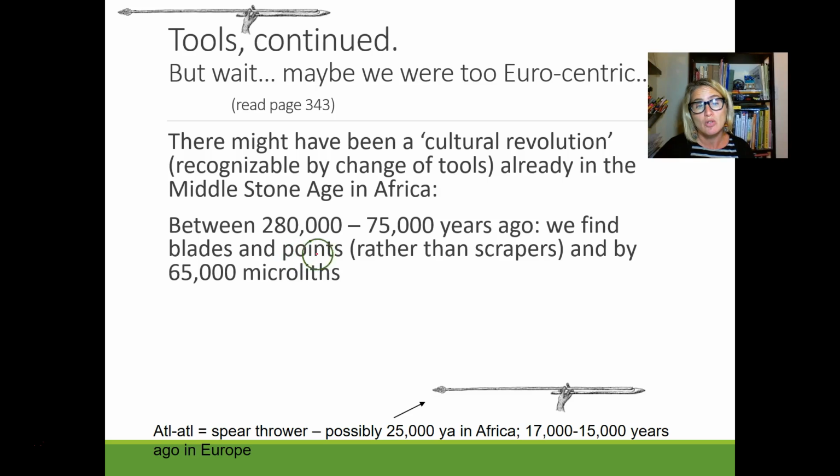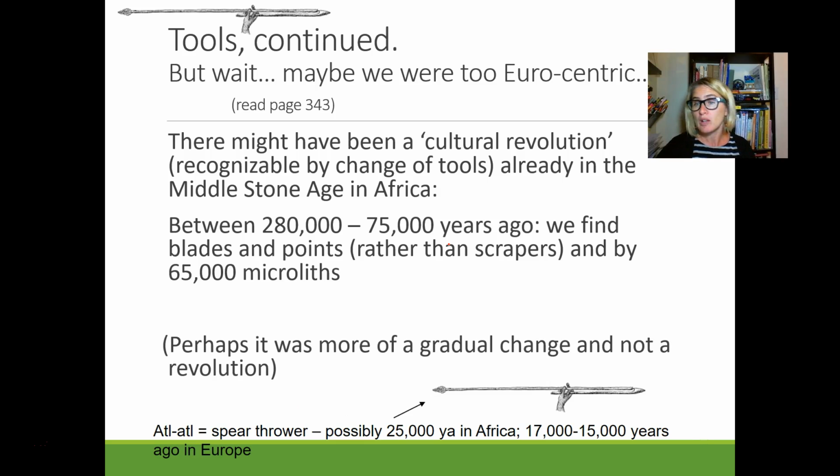So between 280,000 and 75,000 years ago, we start to find more complicated tools such as blades and points rather than just scrapers. And even by 65,000 years ago, some microliths in Africa. So it appears that rather than there being this revolutionary change of tools, primarily in Europe, it was more a gradual change.